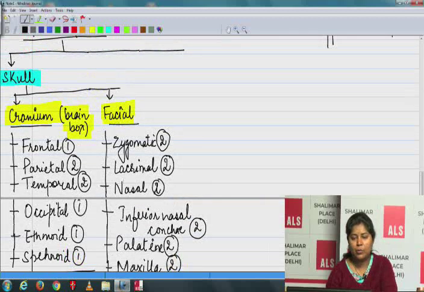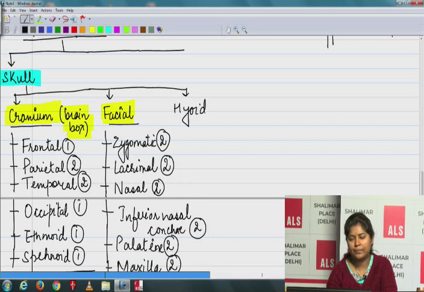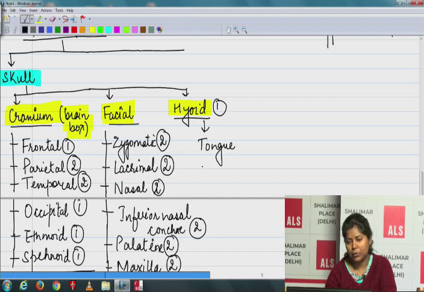Plus, one more thing we will add to it. Hyoid bone. So what is hyoid bone? Hyoid is a single bone to which your tongue is attached. Just one bone to which the tongue is attached.